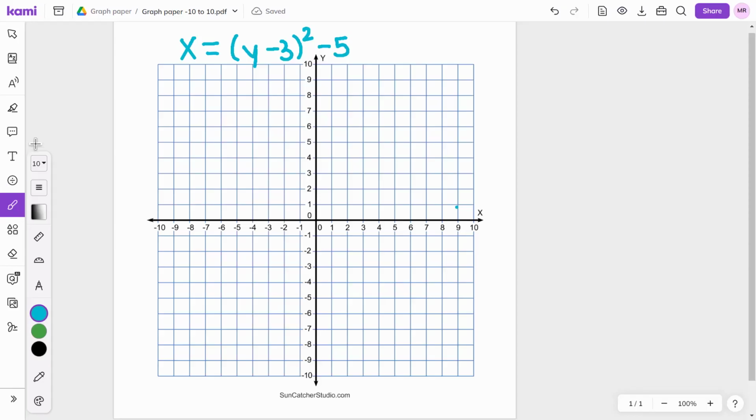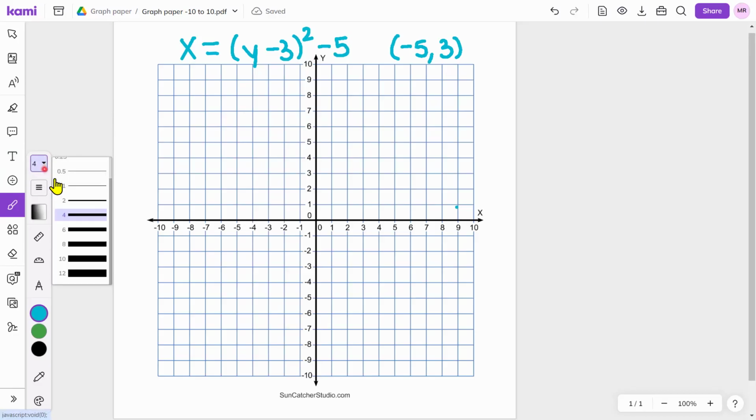So for this one, first I need to find my vertex, and I have to be careful because this is going to affect my y. Okay, so my vertex is going to be -5, comma 3. Again, this with my y is going to affect my y. So I'm going to start my graph at -5, comma 3. And then remember, it's going to be opening to the right. It's going to open in the x direction. X equal parabolas open in the x direction. Y equal parabolas open in the y direction.